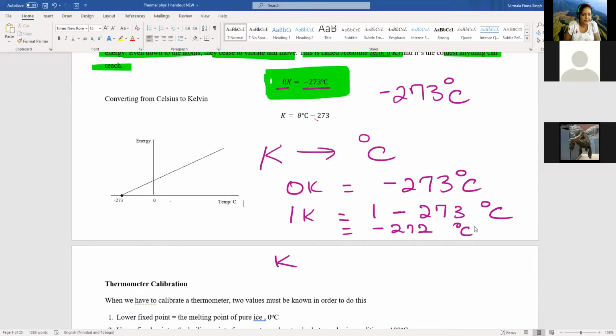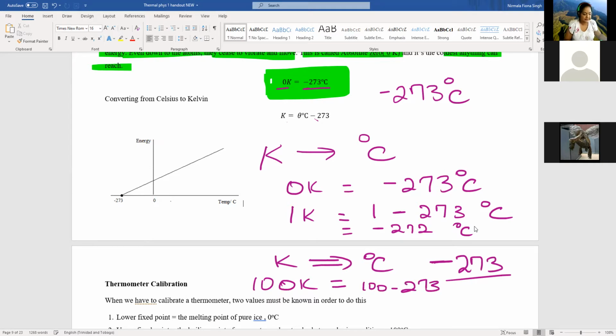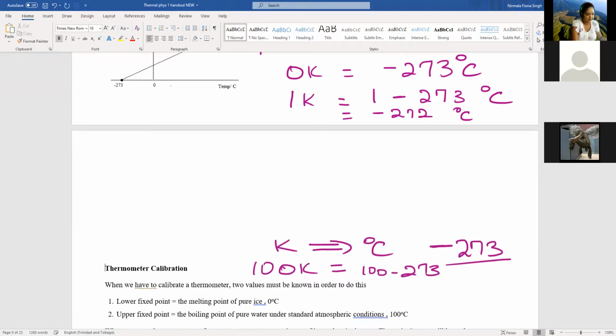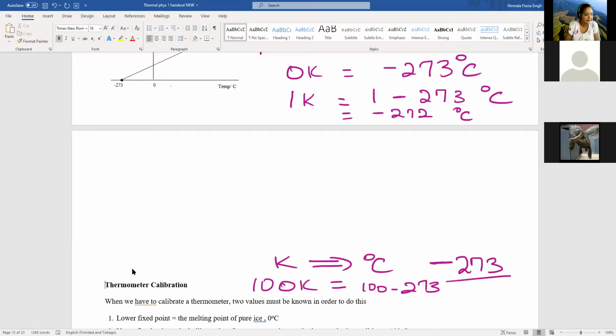All right, to go from Kelvin to degrees Celsius, you're going to have to subtract 273. That's all it is. So suppose I had 100 Kelvin. 100 Kelvin will be equal to 100 minus 273. We're just going to do some examples here right now. Let's put it at the corner here. So from Kelvin to degrees Celsius, you subtract 273.